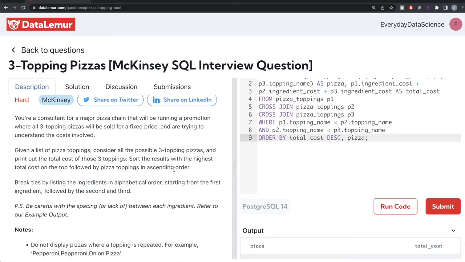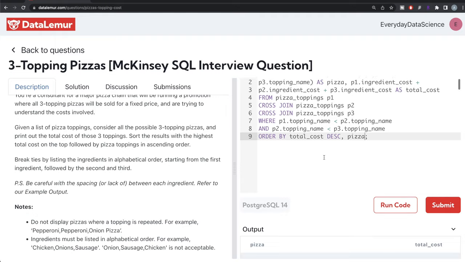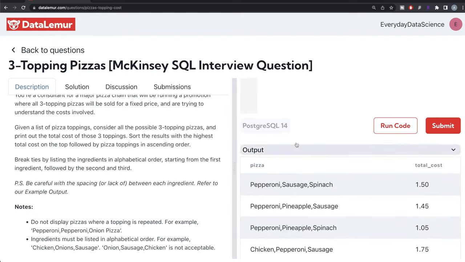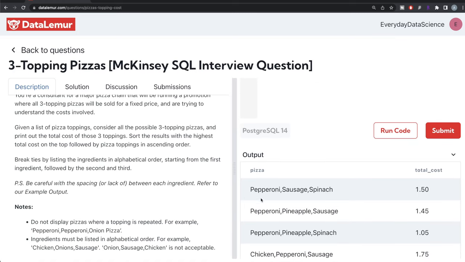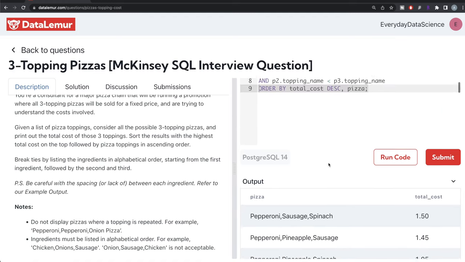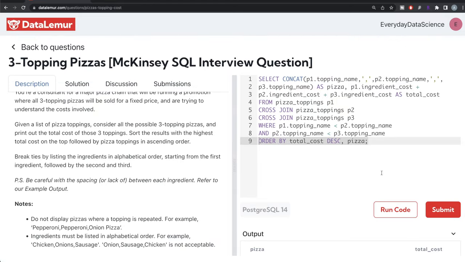Don't get confused between these two. It says break ties by listing the ingredients in alphabetical order. Up till now, if you exclude this order by, we were calculating all the combinations arranged in ascending order. And now what we are doing is ordering by total cost in descending manner, and also by pizza, the entire combination, in ascending order, right? So now I think this looks good. Let me go ahead and run this.